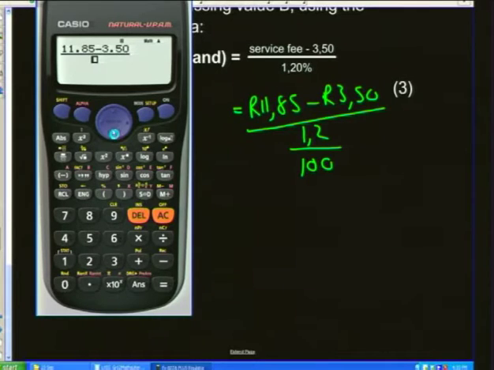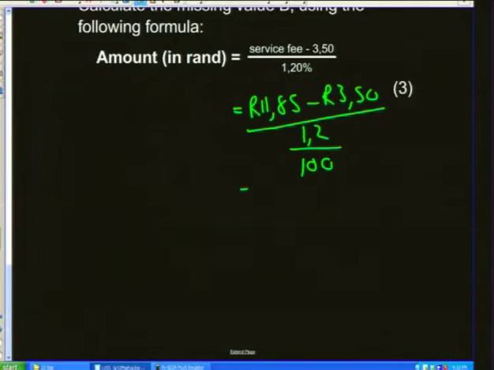Our calculator seems to be giving us a bit of a nightmare. Fraction button again, and then we've got 1.2 over 100, equals. Now watch what happens. My answer gives me 695 Rand 83 cents. Okay.